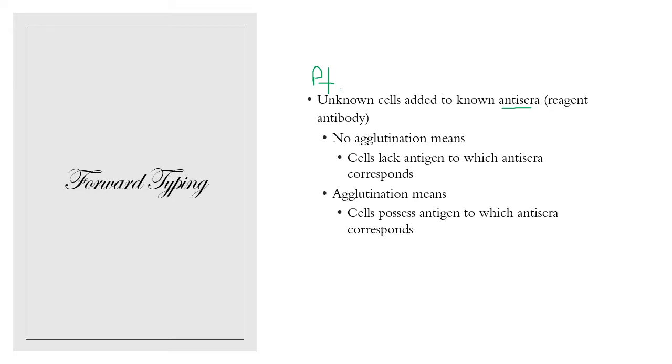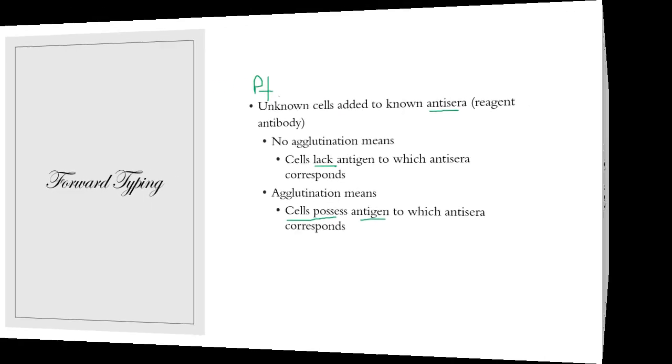If there is no agglutination, it means that the cells lack the antigen to which antiserum corresponds. If there's agglutination, it means the cells possess the antigen to which antiserum corresponds. Okay, because antigens are found on red blood cells. That's the forward typing. And it is important for you to know these terminologies, forward typing versus reverse typing.